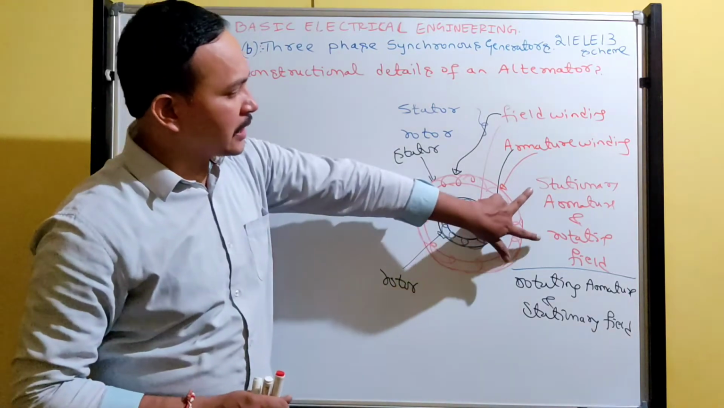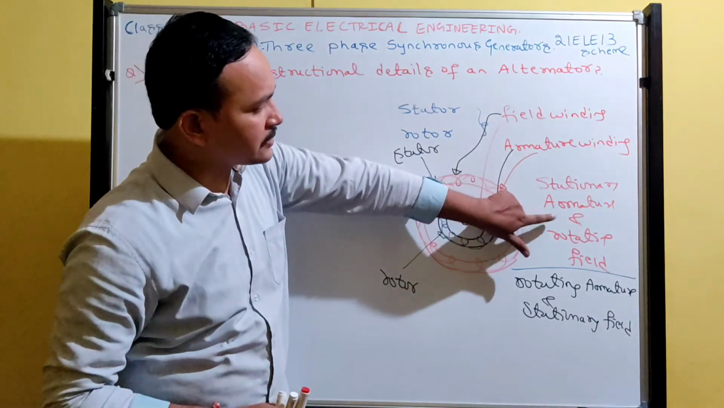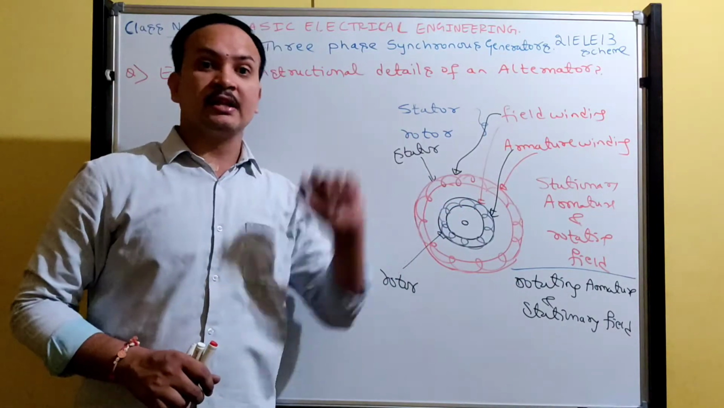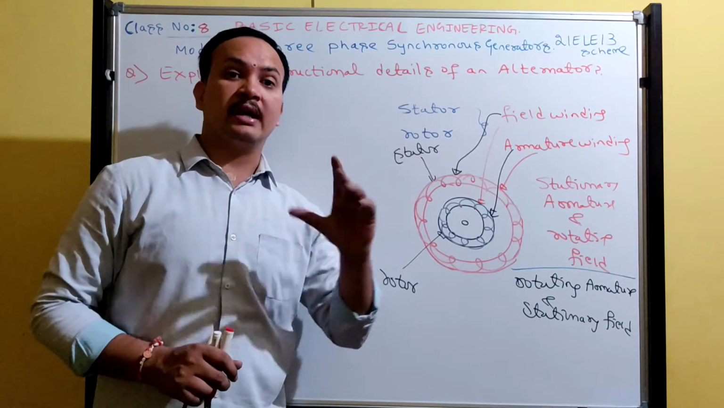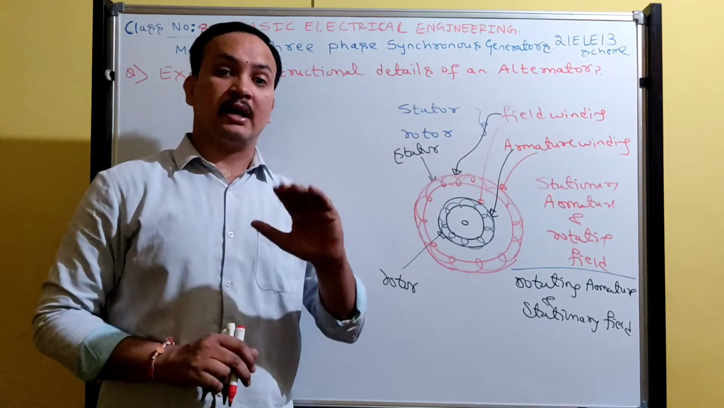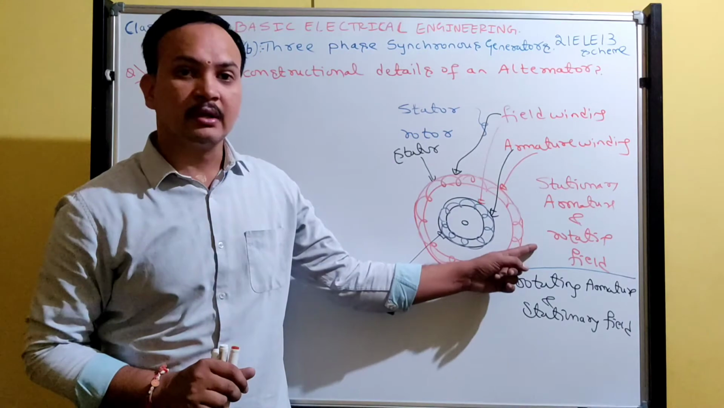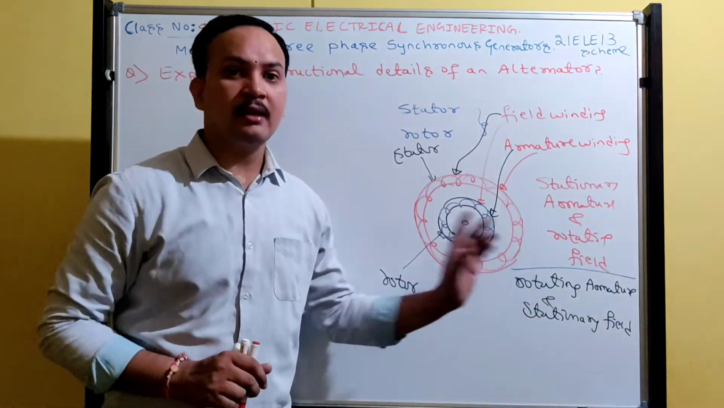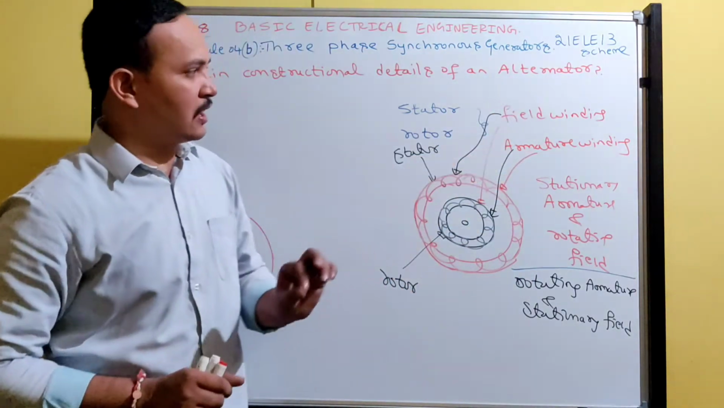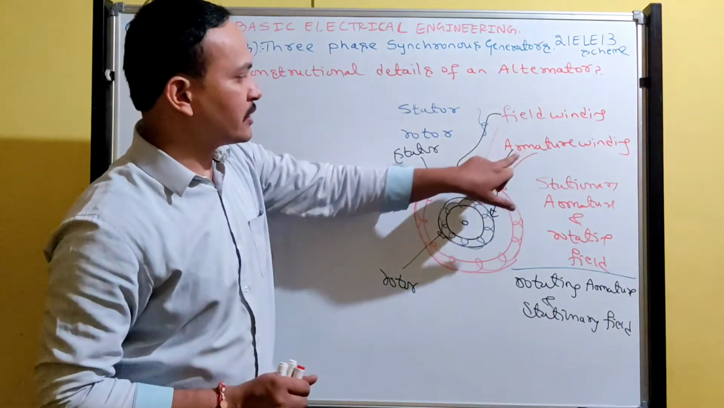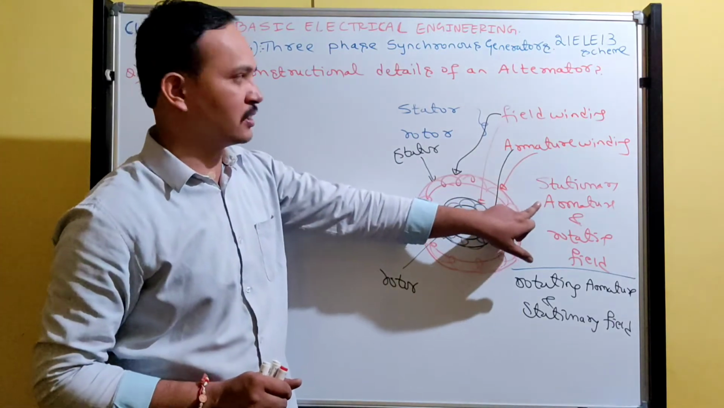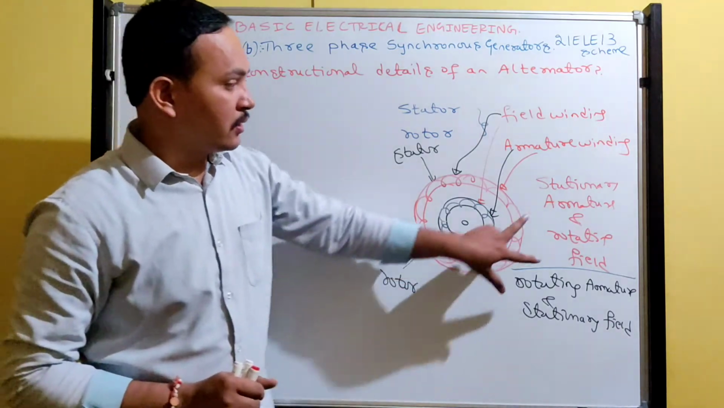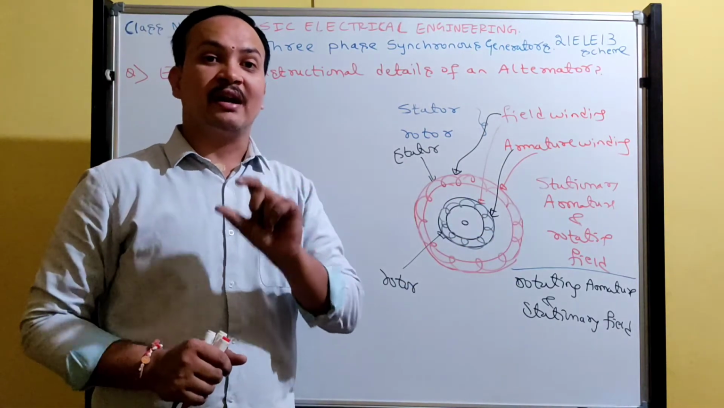See, this type of arrangement, stationary armature and rotating field, is used in generating stations. It is going to develop very high voltage. To generate higher voltages, we are going to use this type of arrangement: stationary armature and rotating field. Two windings will be there, armature and field winding. If I put the armature winding in the stator, it becomes a stationary armature. If I put the field winding in the rotor, it becomes a rotating field. This arrangement is used to generate higher voltages.